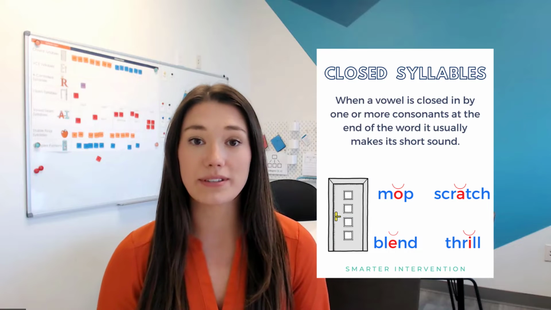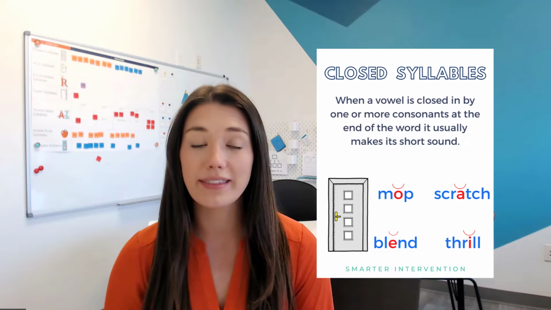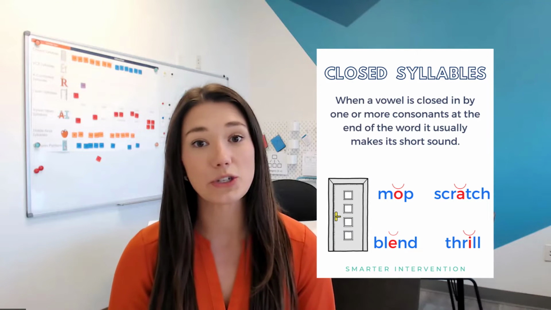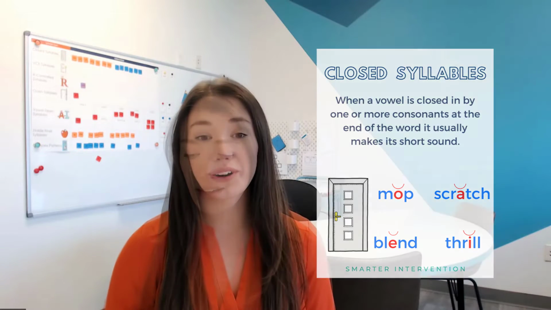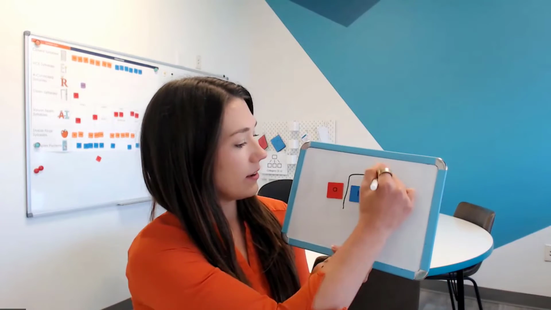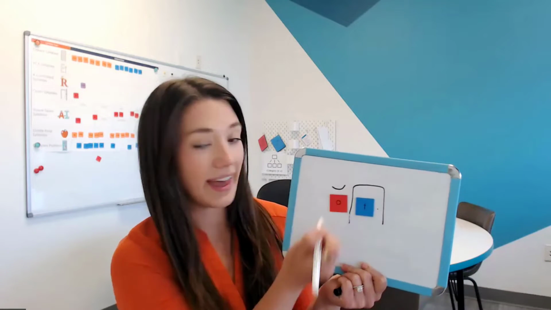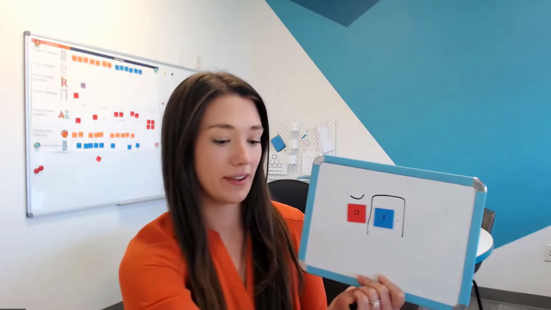In closed syllables, this is where we have one vowel that is trapped at the end by at least one consonant, and the vowel is often going to make its short sound. For example, if we build the word at, we have our vowel, and it's trapped in at the end by the T. We can show students a door if it helps them visualize that the A cannot get out the door, it can't escape. It's closed in by the T, and the A is going to make its short sound.